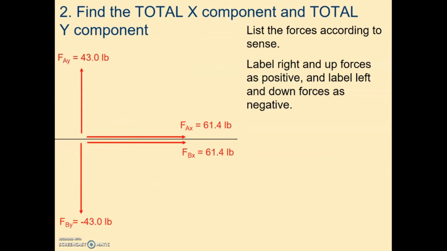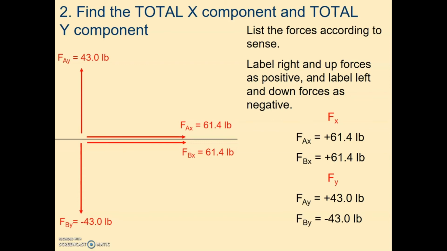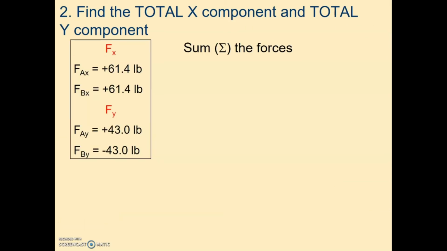So we broke down both of our components to look something like this. And so I am describing my FBY for now as a negative number. So my FX, I have 61.4 pounds to the right for both of those. For my FY, I have 43 going up and 43 going down. So I need to add those together. Add my X's and then separately add my Y's. So let's do that real quick.